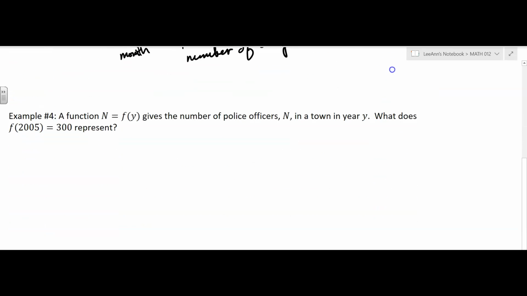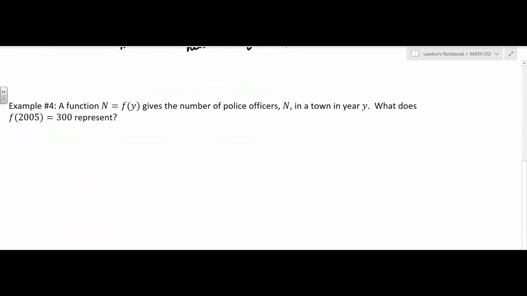Okay. So example 4, we're kind of going the other way on this one. They give us a function. It says n equals f of y this time. And it says a function n equals f of y gives the number of police officers, n, in a town in year y. So it's based on the year that we're counting police officers.